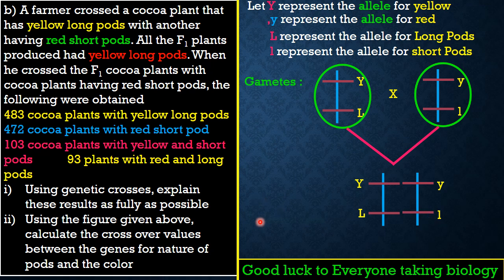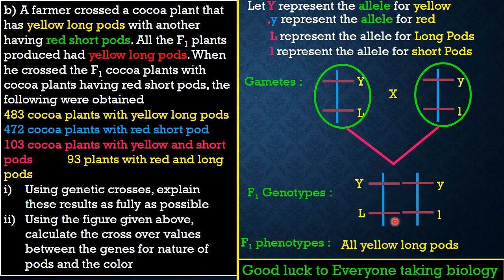So, guys, how do we call this? The F1 genotype, okay? How then do we define the F1 phenotype, guys? Since capital Y represents the allele for yellow and capital L represents the allele for long, all of the offspring have yellow long pods. Don't be deceived by the small y and small l, because small y and small l are recessive alleles. Capital Y, capital L are dominant, so they are going to mask the effect of the recessive ones. So all the offspring are going to have yellow long pods. So this is the F1 phenotype.